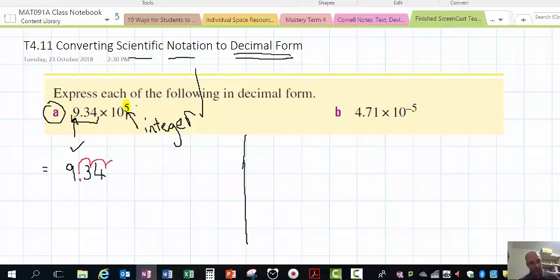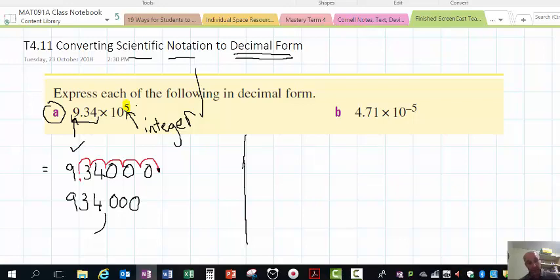1, 2, 3, 4, 5. Now we've got some empty spaces. We need to have some zeros there. And so the decimal is now there, like with any whole number, and basically the decimal ends up there. So the true number is, writing it out neatly, 934,000.